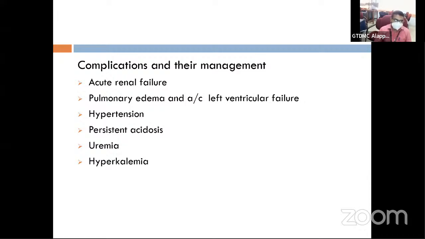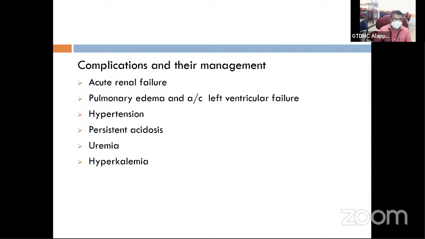And always monitor the child with acute renal failure. Monitor with the biochemical values and clinical parameters, and look for any deterioration. So if supportive treatment is not producing any improvement, or if the condition is deteriorating, it is an indication for peritoneal dialysis. Acute renal failure not responding to conventional or supportive management, peritoneal dialysis is indicated.